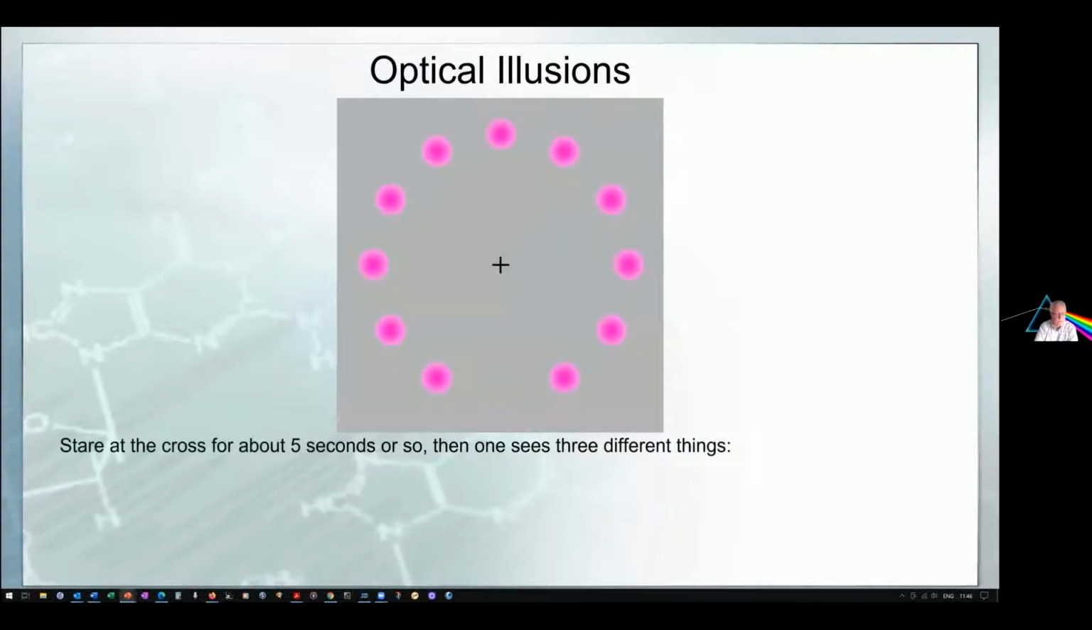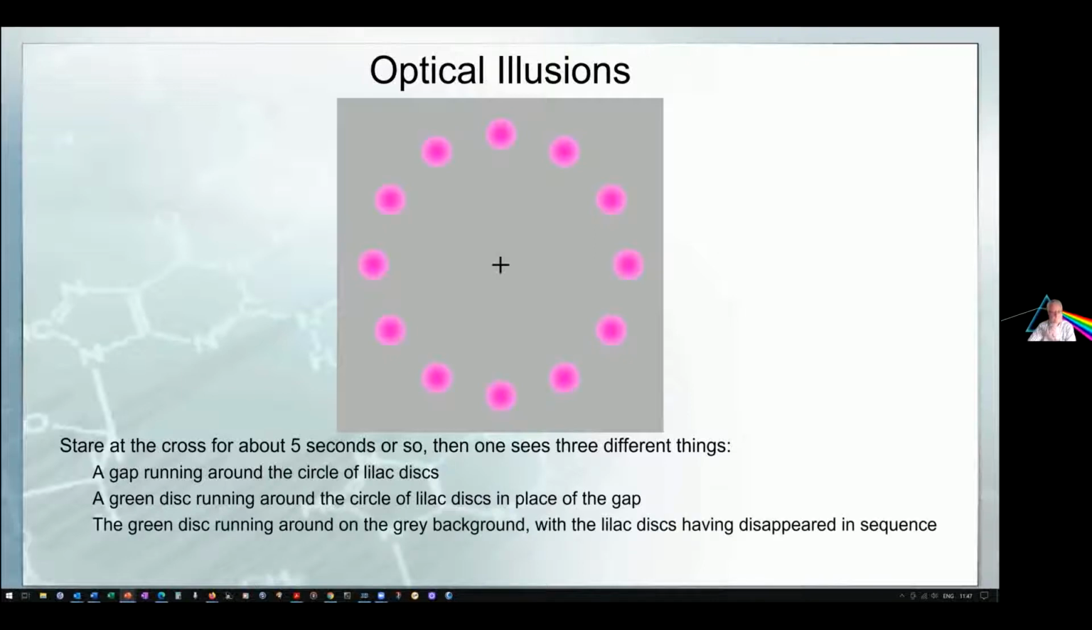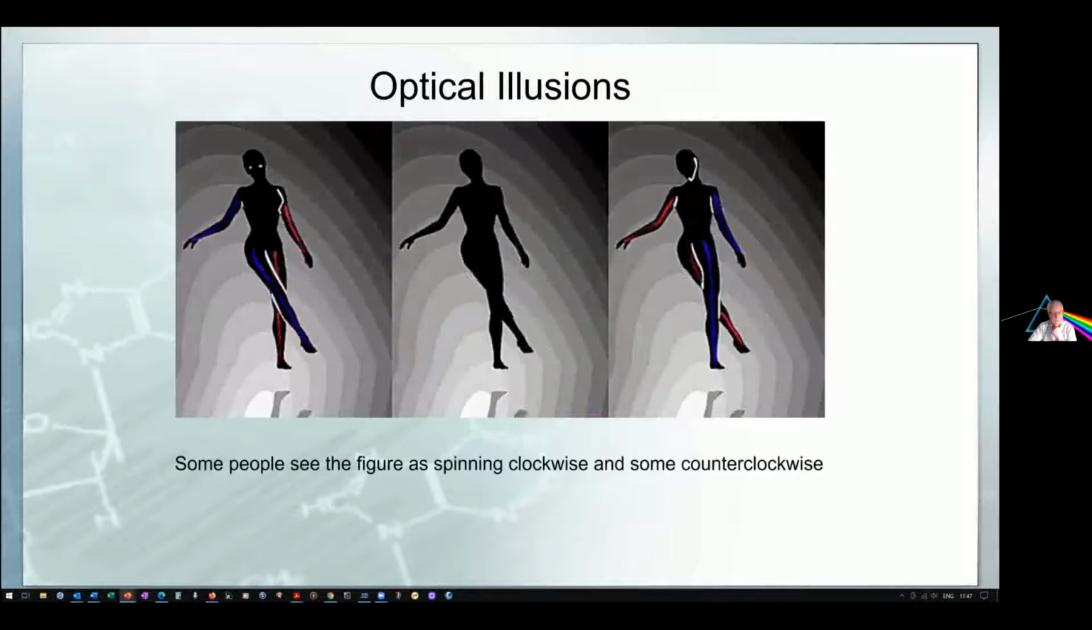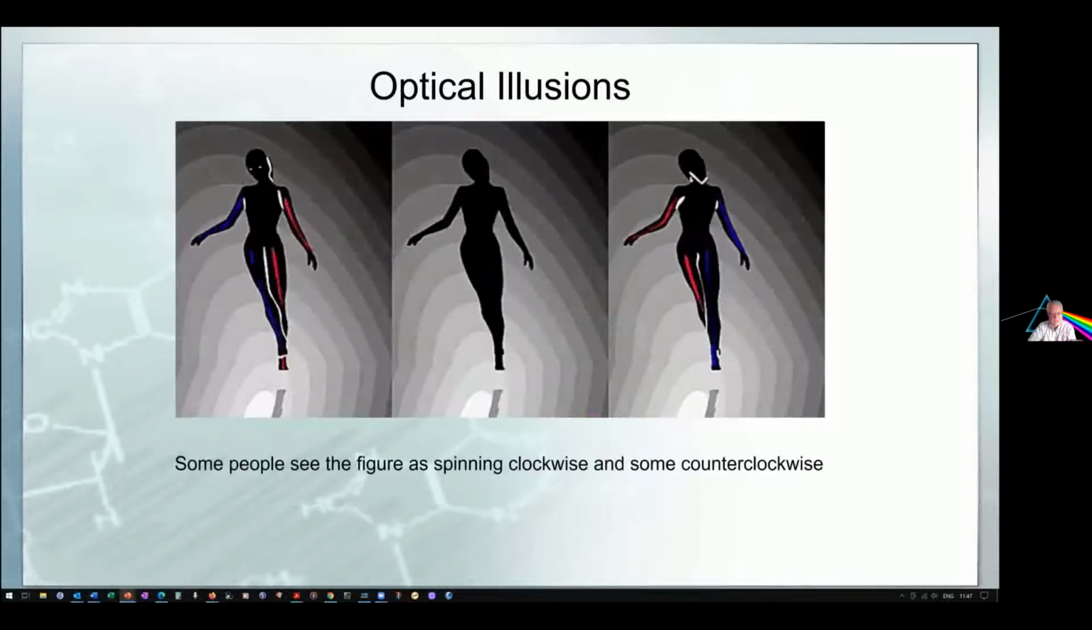Now stare at the cross, and what do you see? Okay, so you see a gap appearing in the lilac discs. Okay, and then you see a green disc apparently running around the circle, but there's no green disc. That's an after image in your eyes based on a thing called visual fatigue. Now, which way is the ballerina spinning? If you move your eyes from left to right across, you'll see a change.